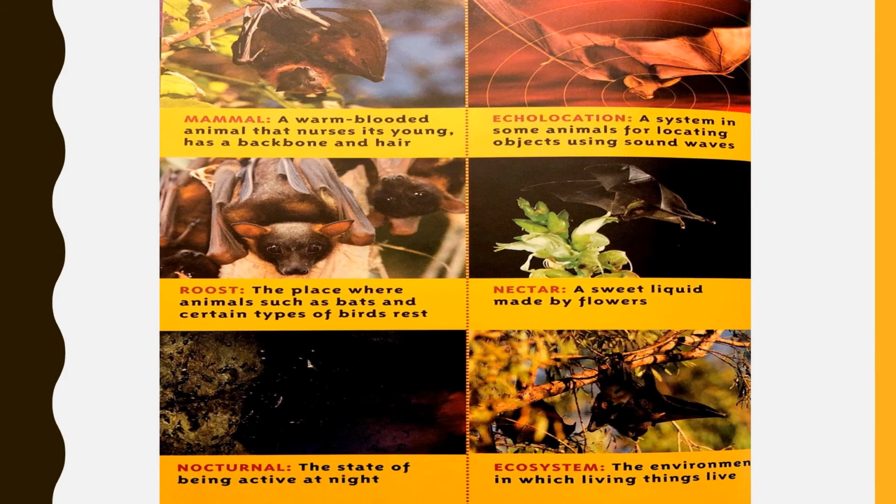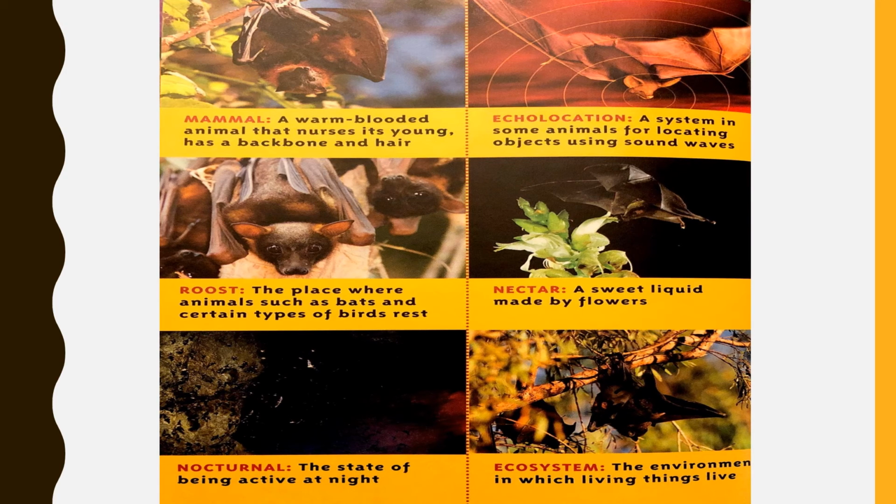We have a glossary over here. A glossary is a list of important words in a book and their meanings. So this is another text feature that you'll see in an informational text, and it's usually located in the back of the text. So let's go over some of the vocabulary words that we have learned today from our read aloud on bats.